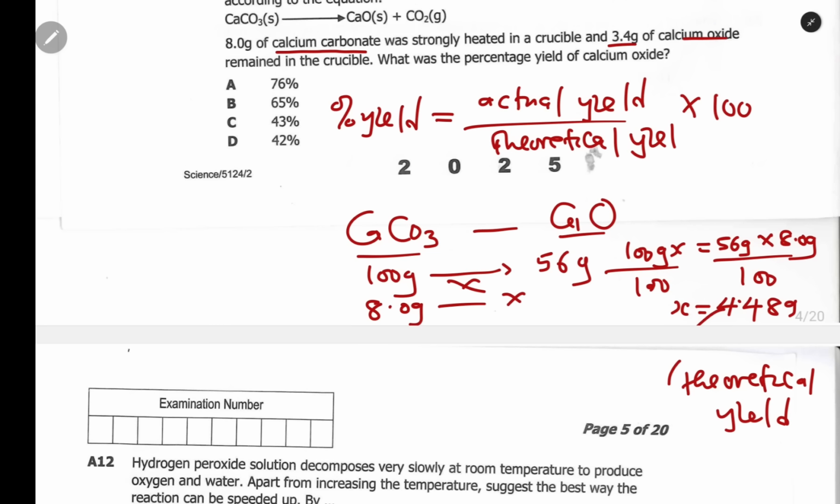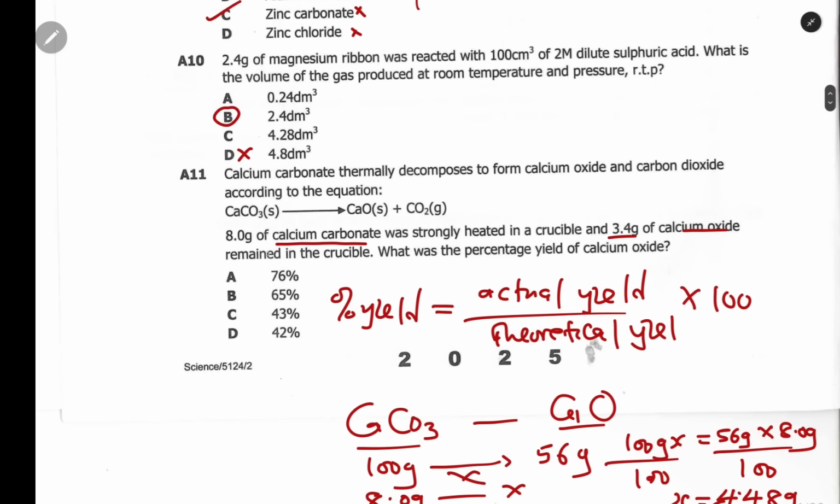Okay, so now let us find the percentage yield. From the question we are told 8.0 gram of calcium carbonate was strongly heated in the crucible, and 3.4 gram remained in the crucible, which means this was the actual yield. So the actual yield that was produced is 3.4.